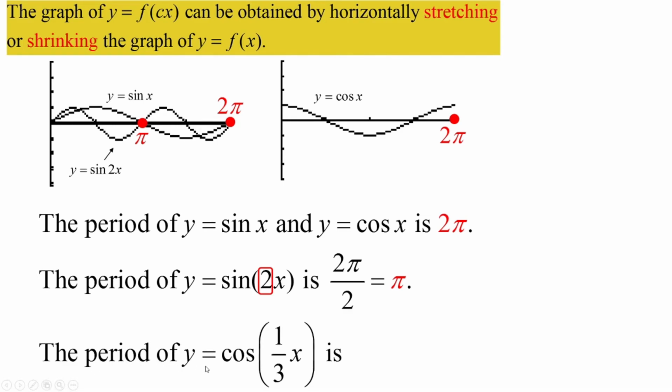Okay, now the period of y equals cosine of 1/3 x is, now remember, this 1/3 will divide the period of cosine, and the period of cosine is 2 pi, so I'm going to go 2 pi divided by 1/3. And of course, 2 pi divided by 1/3 would be 6 pi. So for this one, this is going to be a horizontal stretch. All right, so this 2 pi is just going to become now 6 pi. So if this is the graph of y equals cosine of 1/3 x, then this 2 pi right here would have to become a 6 pi.